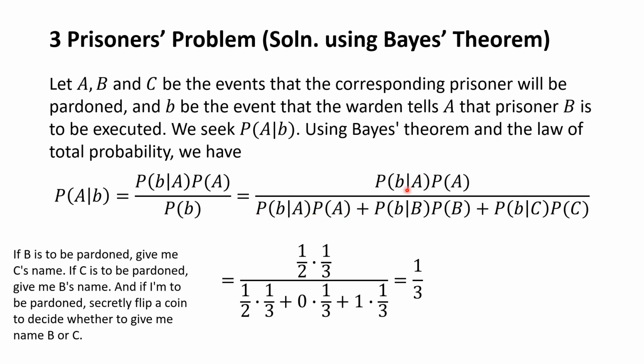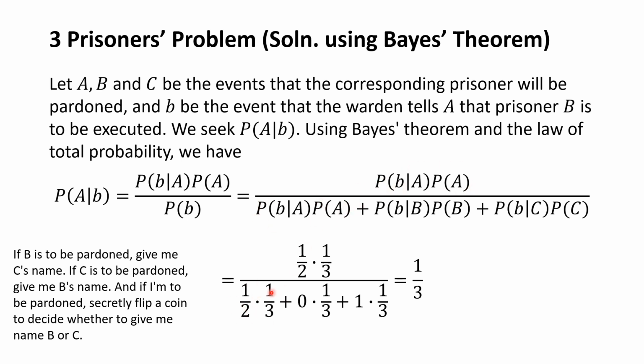All right, so the only question is to fill in these three things here. The top one is, we know the probability of A being pardoned is 1/3. That was the assumption we made. And then what's the probability, if A is being pardoned, that the warden says B is going to be executed? Well, we have that in the request from A. A says, if I am to be pardoned, secretly flip a coin to decide whether to give me the name of B or C. So this would be 1/2 because of the coin flip statement here. Then you notice this here and this here are the same.